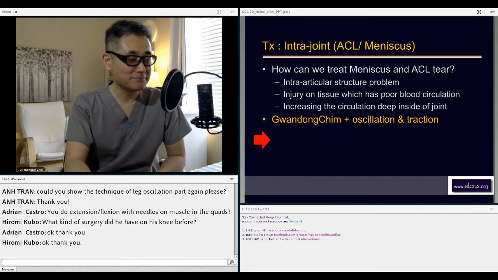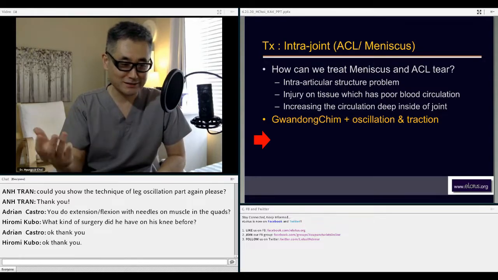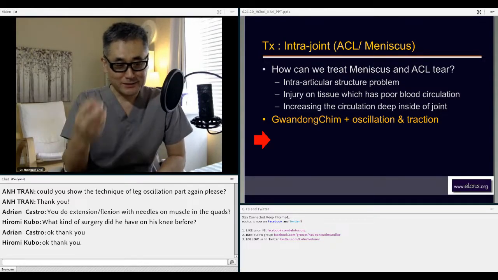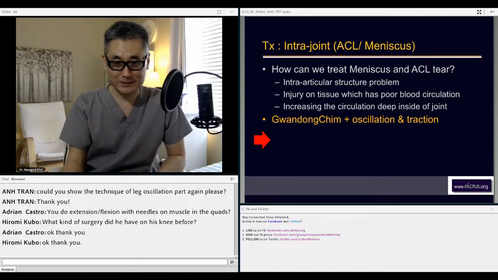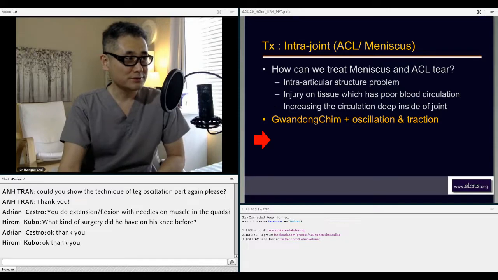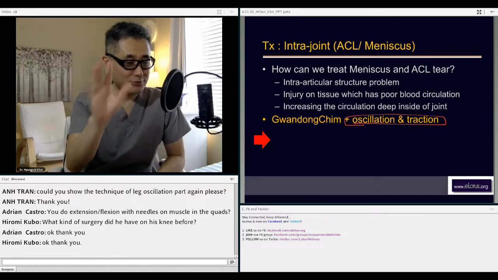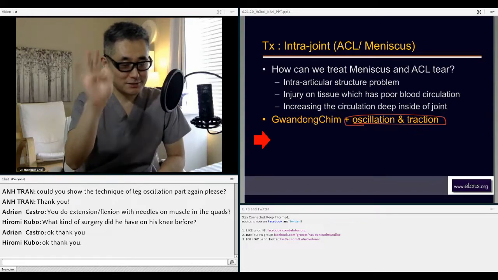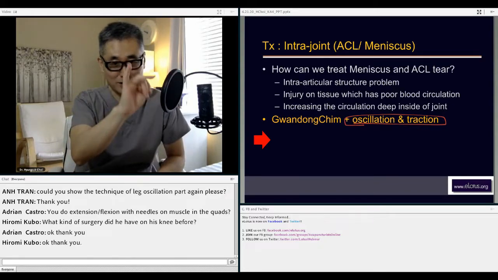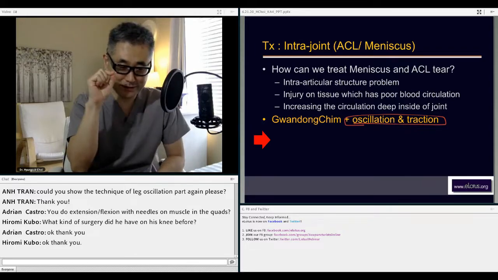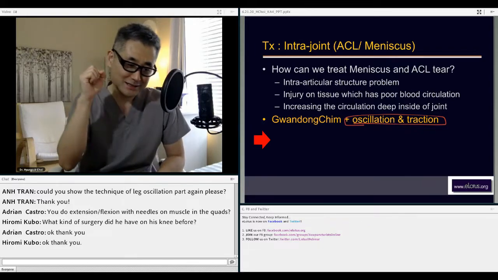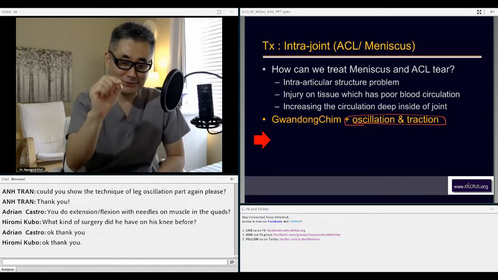So this is not a matter of curing or not. This is a matter of helping their quality of life with acupuncture. And how can you treat meniscus and ACL tear? By intra-joint structure acupuncture, 관동침, and oscillation traction is the tool. For all three diseases, ACL, meniscus, osteoarthritis, I apply this 관동침. We need to lubricate the joint, meaning give more blood supply inside of the joint.